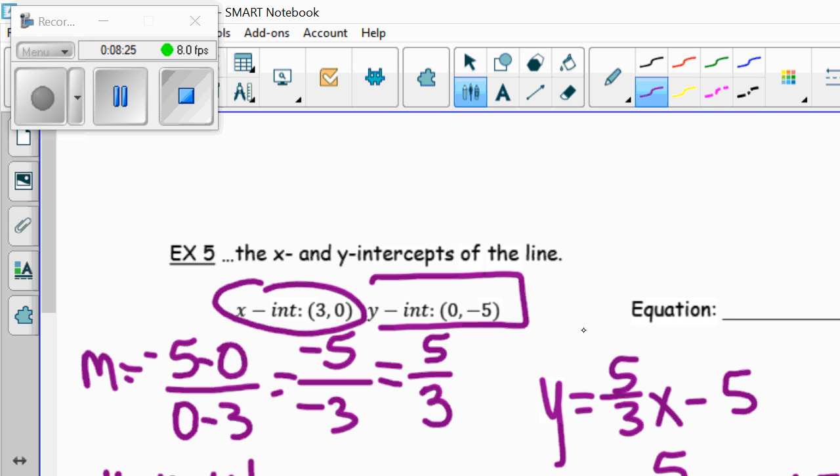Now standard form, I can't have that fraction, so I need to get rid of the denominator, which is 3. So I want to multiply everything in this equation by 3. 5/3 x times 3, our 3's cancel, and we're just left with 5x. Negative y times 3, so minus 3y, equals 5 times 3, 15. There's standard form.